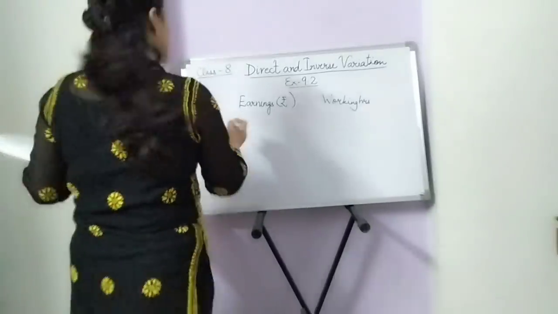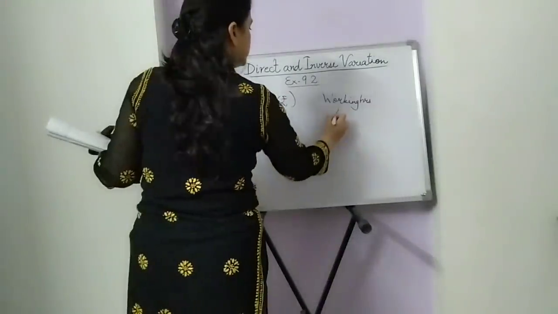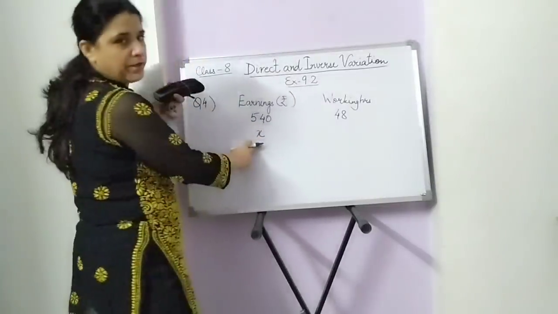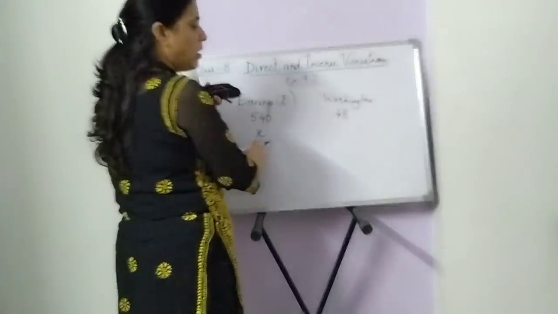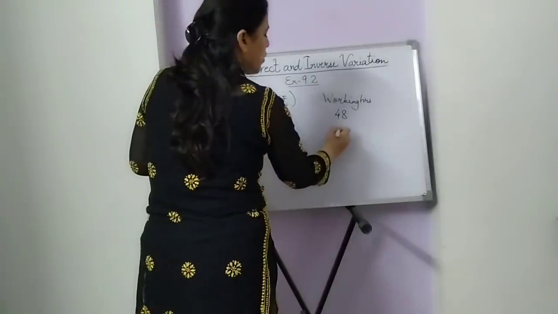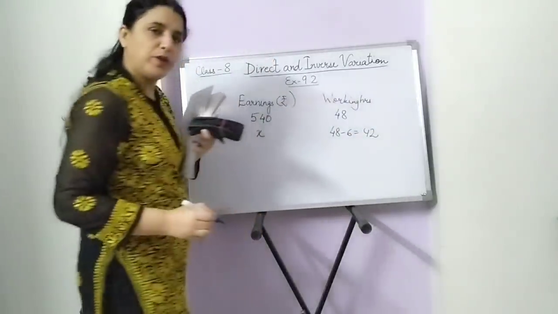Yes, so first is 540 rupees for 48 hours. And how much will she get? That means we have to find it. Let us take it as x. For 6 hours, she was absent. So 48 minus 6, that is for 42 hours, how much is she going to get?